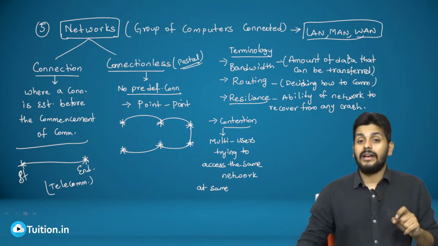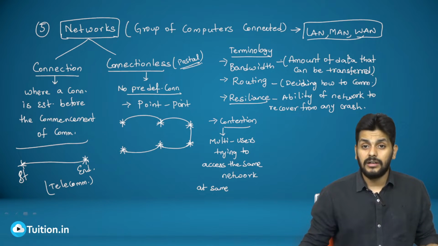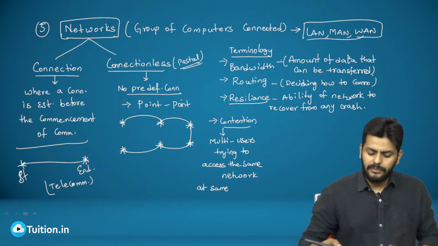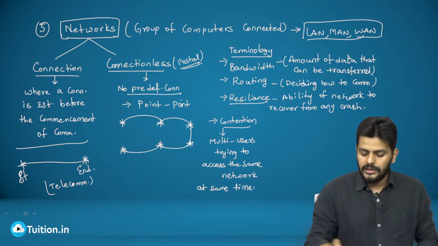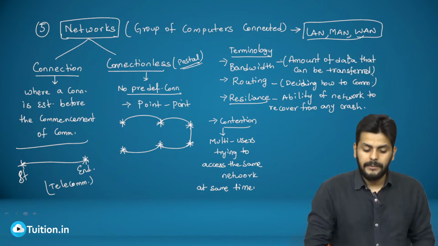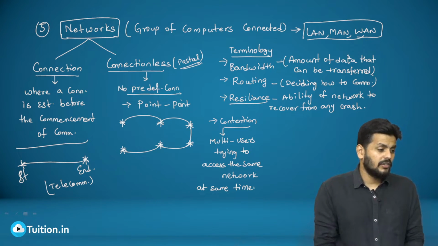Which is exactly why we have some activities called traffic monitoring, traffic control, contention control. The word contention means multiple people trying to access the same network at the same time. That's when network contention occurs. If too many people are trying to attack it, it slows down the whole network, right? So this is an exact picture of what networks are.